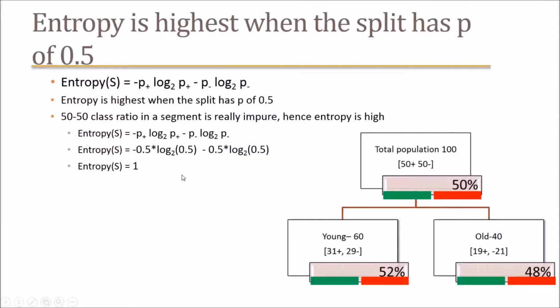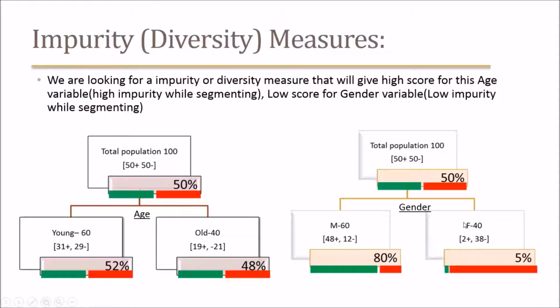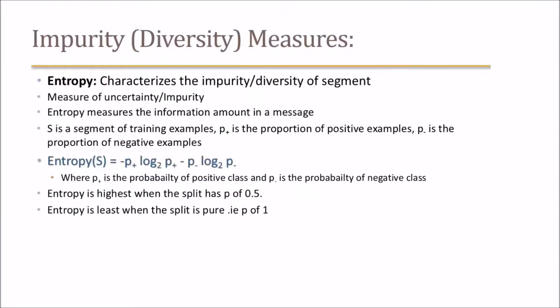When the segment is pure, that means 0% for one class and 100% for the second class, the split is really pure, and then the entropy value is the least. So when P takes the value 1, either P plus or P minus, then entropy is the least. When P takes the value 0.5, that means very impure, then entropy is the highest. So entropy characterizes impurity. Using this formula, we can calculate the impurity, the diversity, at each segment.